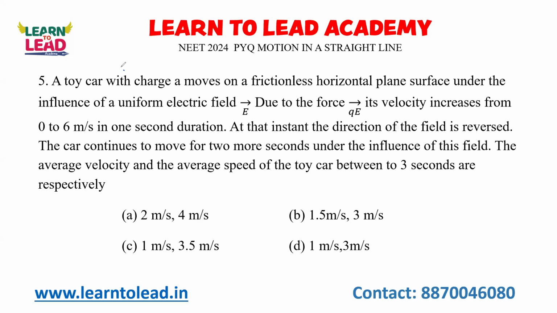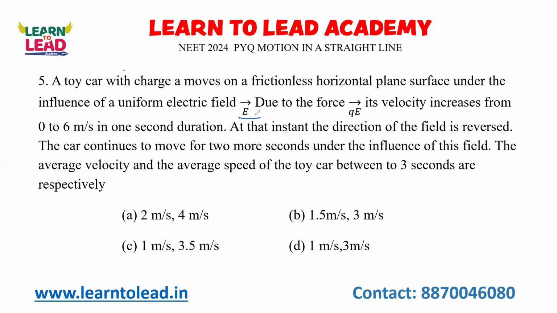A toy car with charge q moves on a frictionless horizontal plane surface under the influence of a uniform electric field. Due to the force qE, its velocity increases from 0 to 6 meter per second in 1 second duration. At that instant, the direction of the field is reversed. The car continues to move for 2 more seconds under the influence of this field. Average velocity and the average speed of the toy car between 0 to 3 seconds are to be found. Okay, between 0 to 3 seconds.